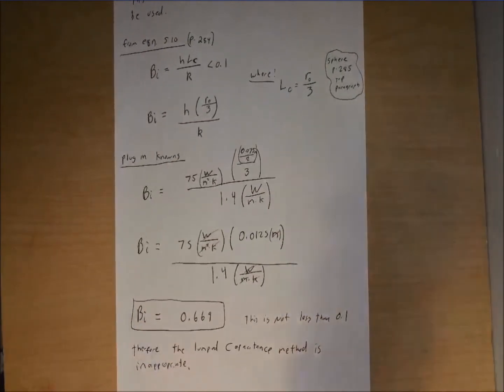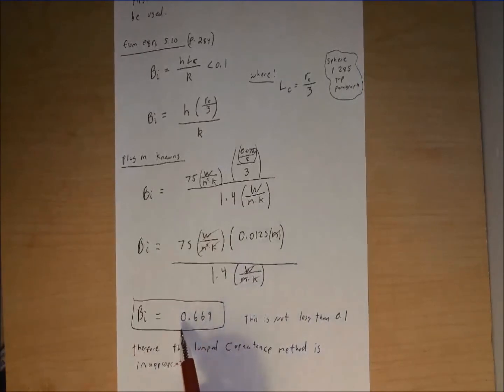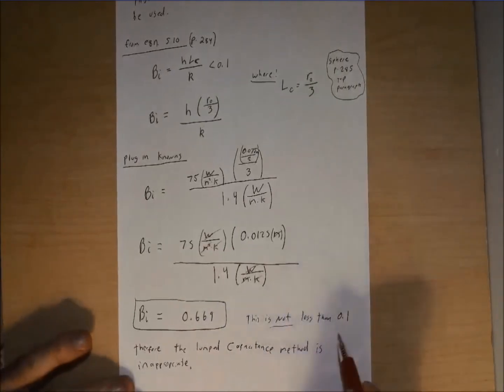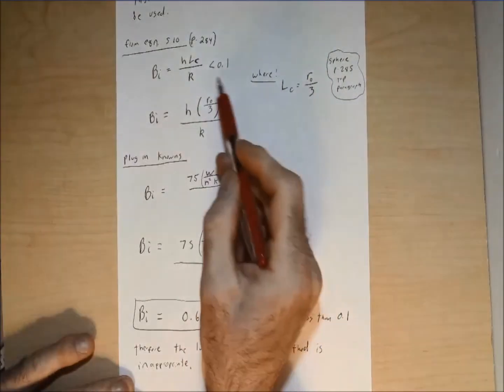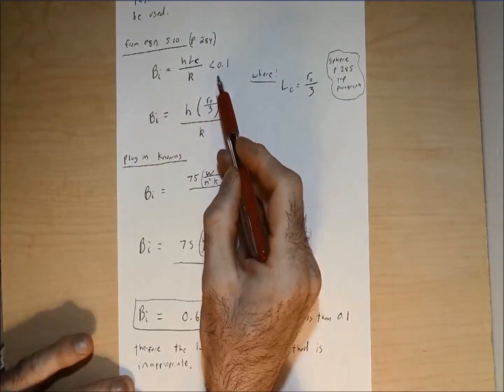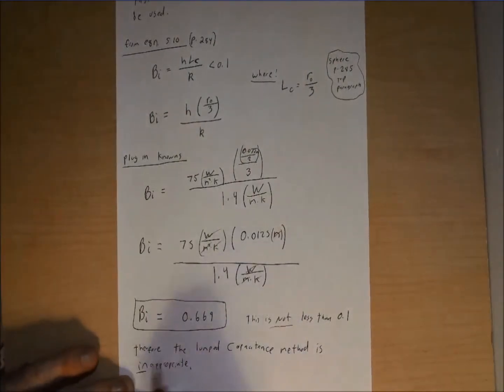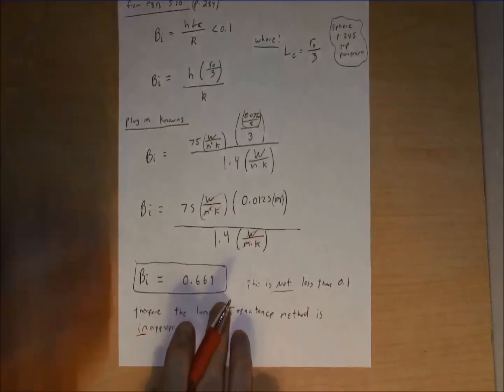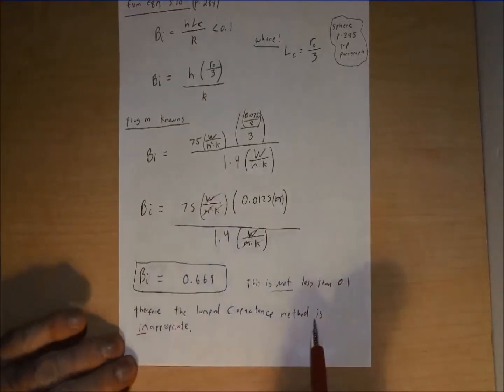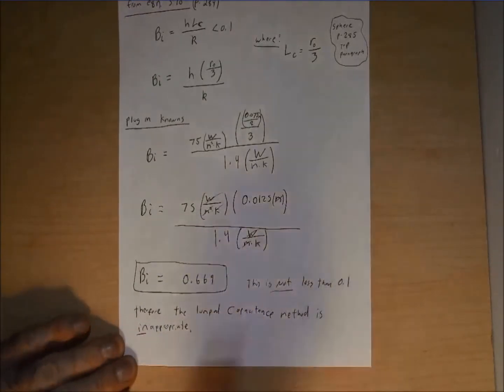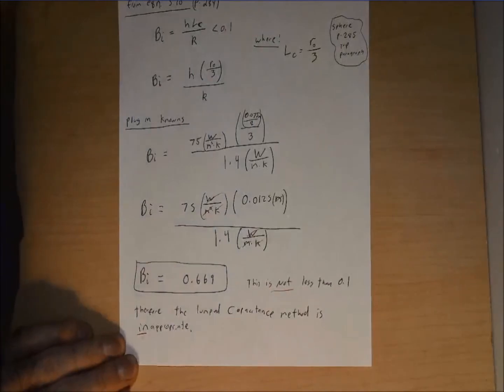So we come down here, plug and chug, put this into our calculator. Bi is equal to 0.669. Now, this is not less than 0.1, which we were looking for from this equation 5.10 up here. So therefore, a lumped capacitance method is inappropriate. So we cannot use the lumped capacitance method here because we did that check from equation 5.10 and it is not less than 0.1.